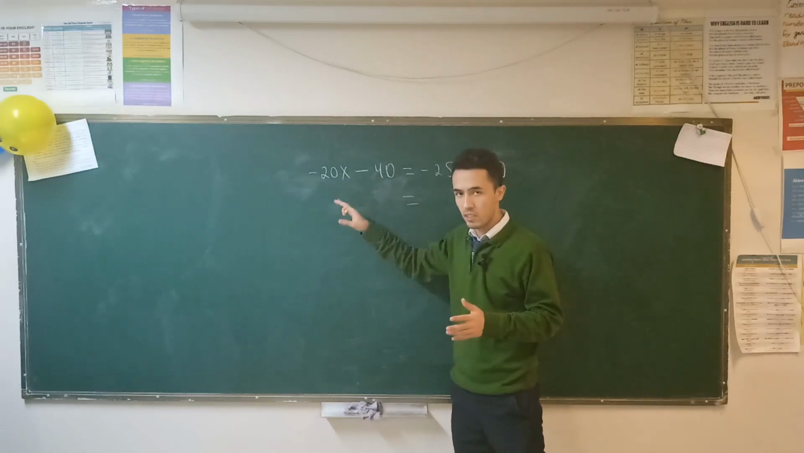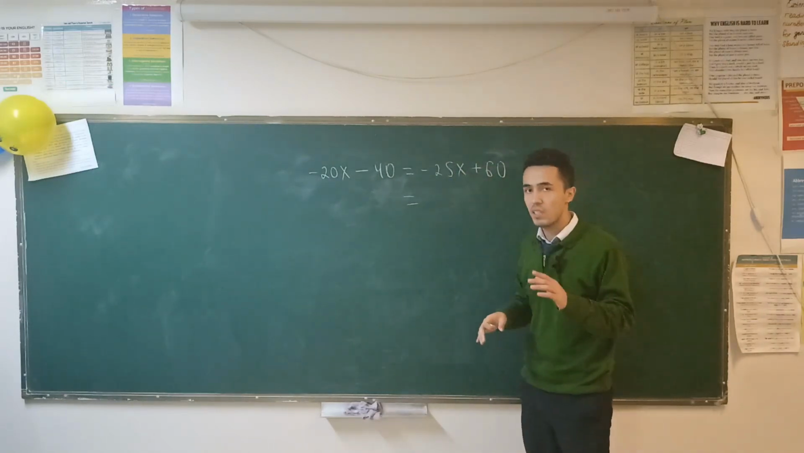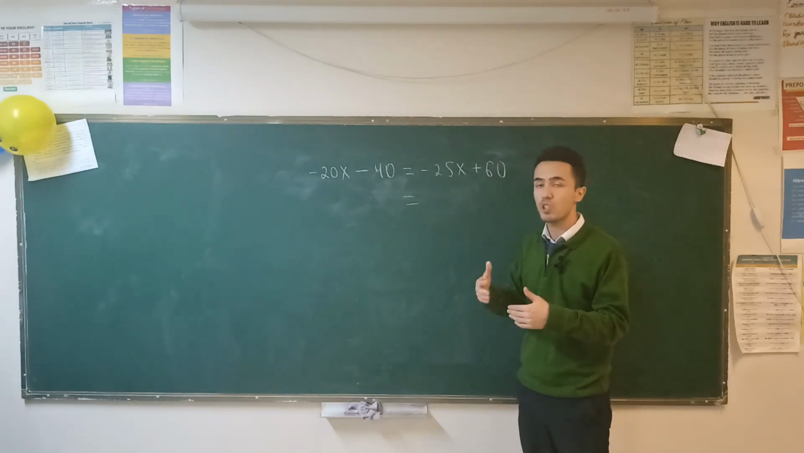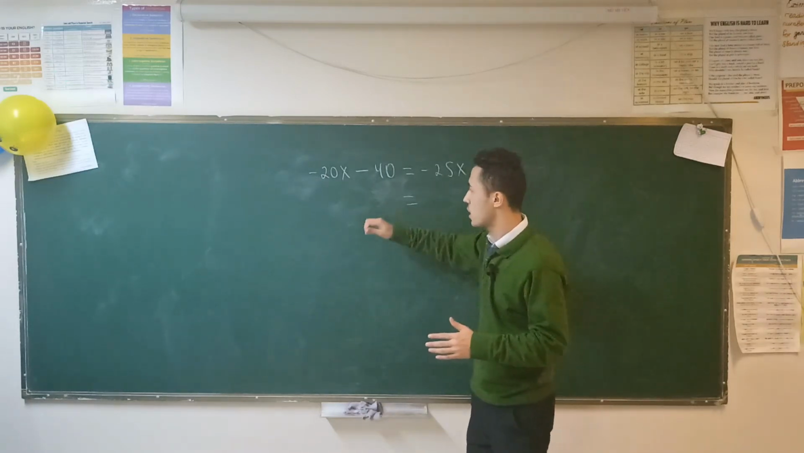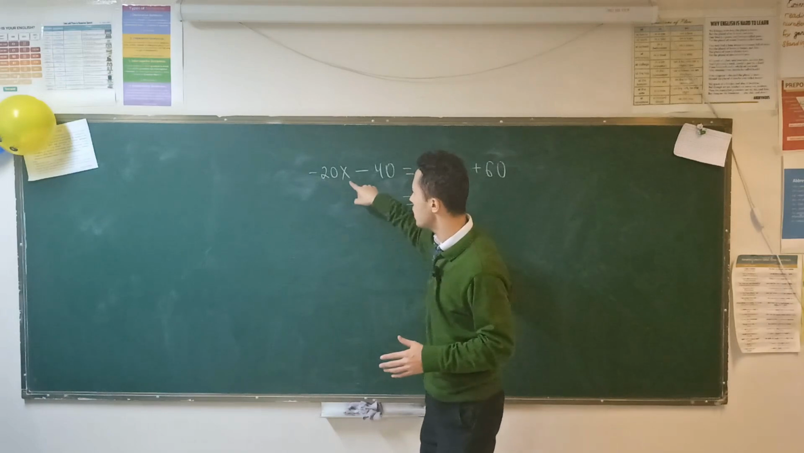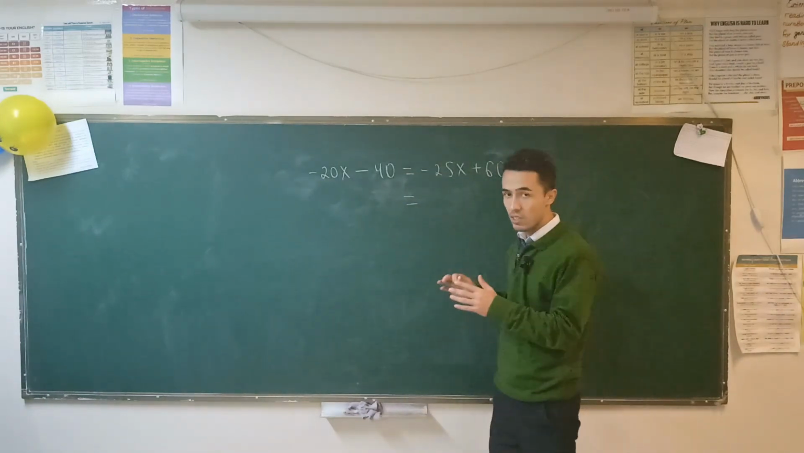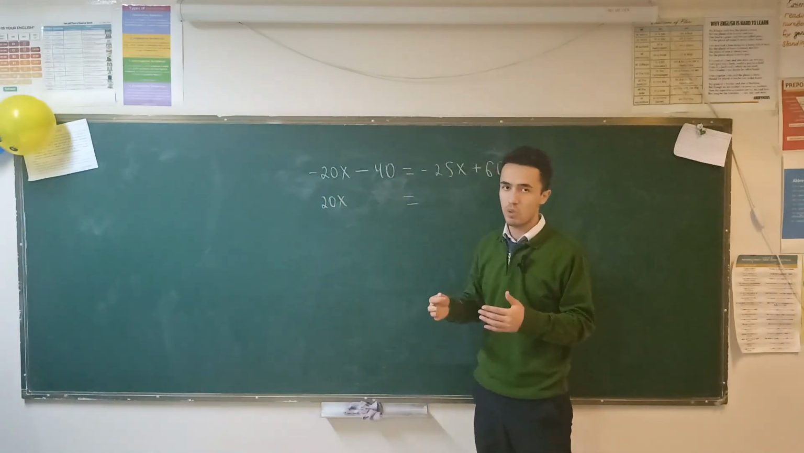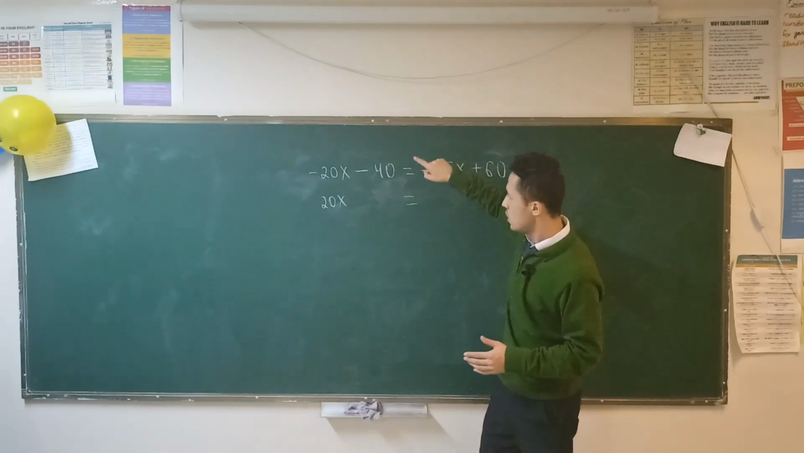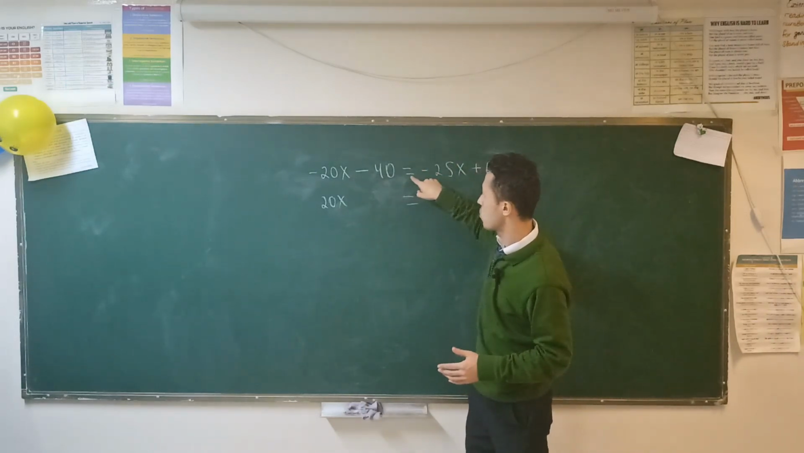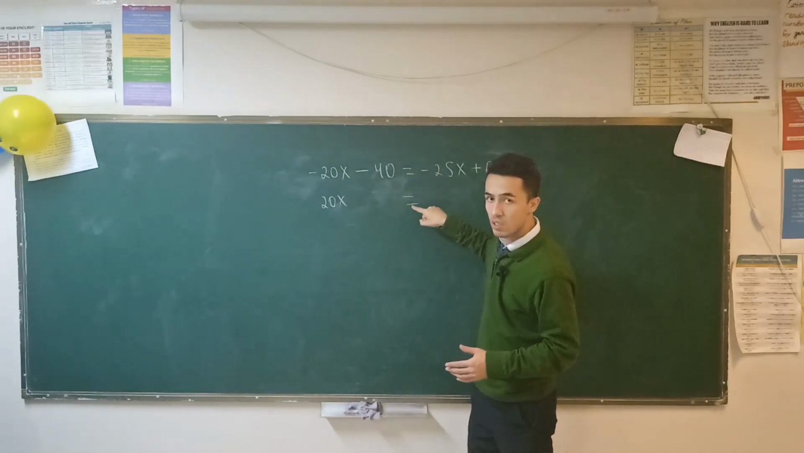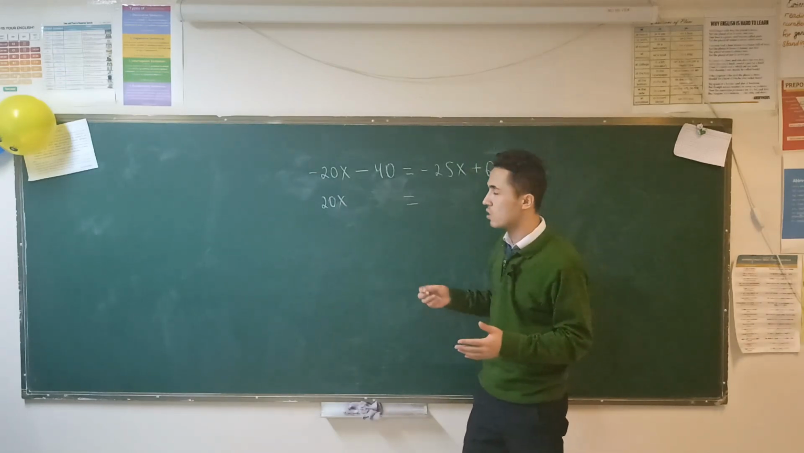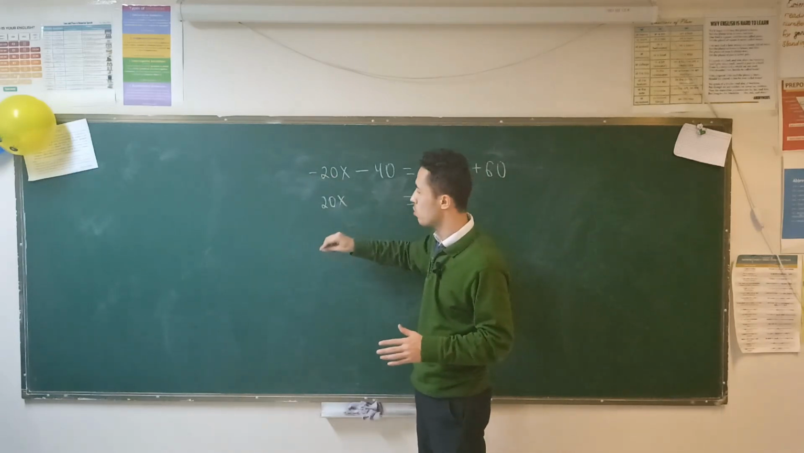From the left side what? Only x's, and from the right side only numbers. And if any of them crosses the road, then its sign will change. Let's start with x's. We have 20x and we have 25x. You have to write them on the left side. 20x. Did 20x cross the road or no? 20x was on the left side, and now it's still on the left side. It didn't cross the road. That's why its sign will not change. If it was negative, it will still be negative.